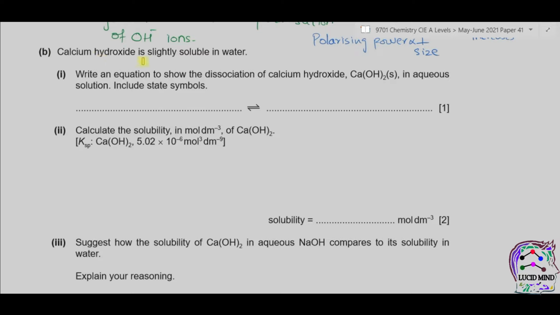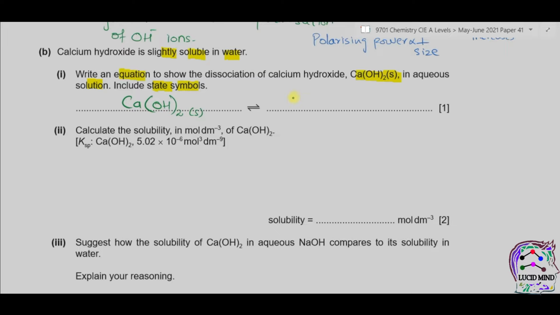Part B. Calcium hydroxide is slightly soluble in water. Part 1: write an equation to show the dissociation of calcium hydroxide solid in aqueous solution. Include state symbols. We have calcium hydroxide solid, so we can write it on one side of the equation, Ca(OH)2. It is given as solid. Now this is a reversible reaction, which means that it is not 100% soluble. Some of it will remain in solid form.